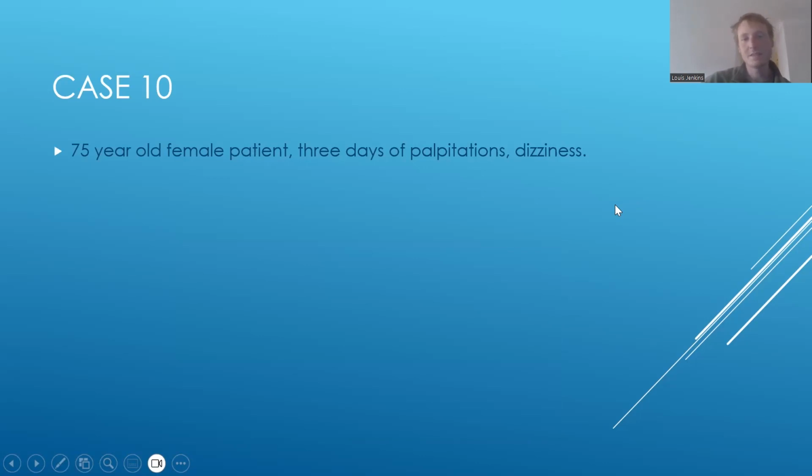75-year-old female patient, 3 days of palpitations, dizziness. Again, of note, she doesn't have chest pain.